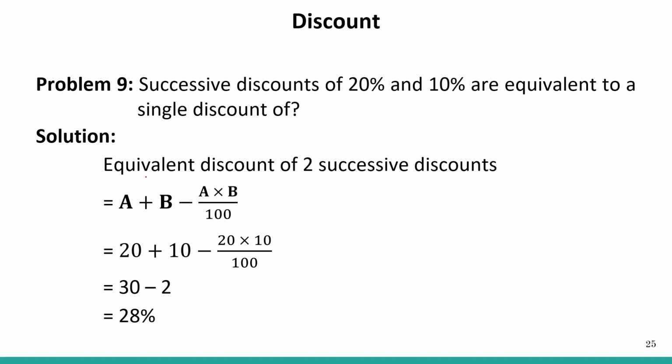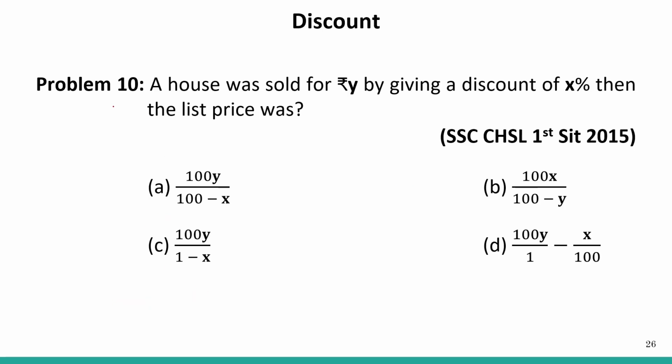So let's see the step-by-step solution. So the equivalent discount of two successive discounts is equal to a plus b minus a into b by 100. So 20 plus 10 minus 200 by 100 is equal to what? Is equal to 28%. Okay. So let's see problem number 10.